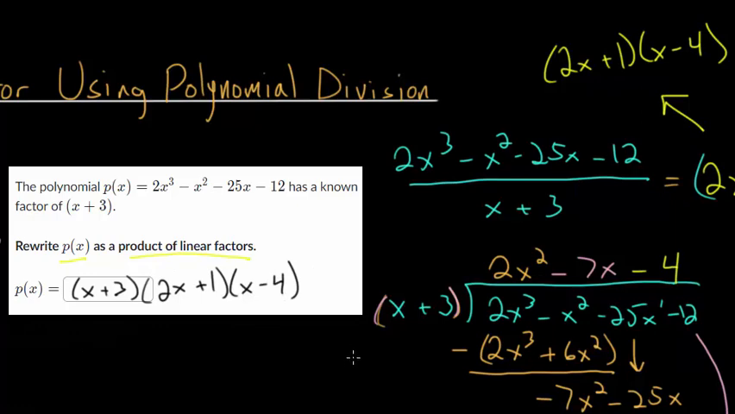Now, if you really want to check your work, just to double check that everything is correct, you just want to re-multiply everything out. So first, maybe multiply these two binomials. You'll get some quadratic, and then multiply that by this binomial here. And if you did everything correctly, you should end up with your starting polynomial.